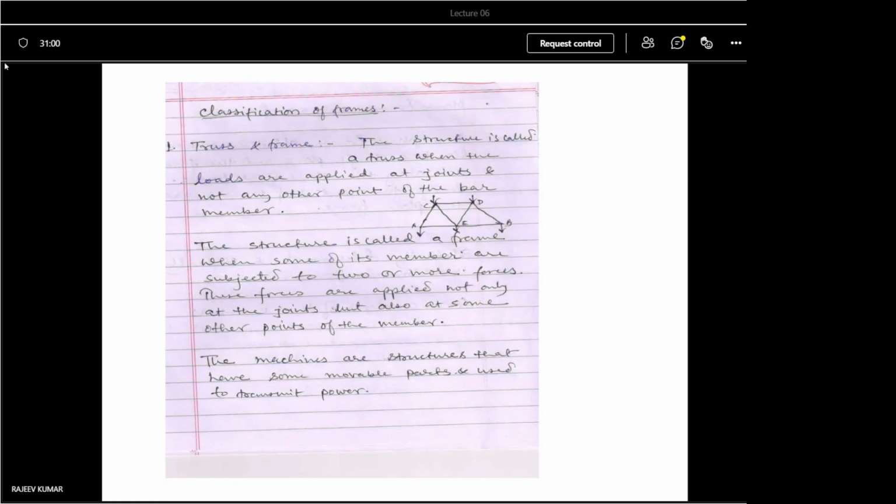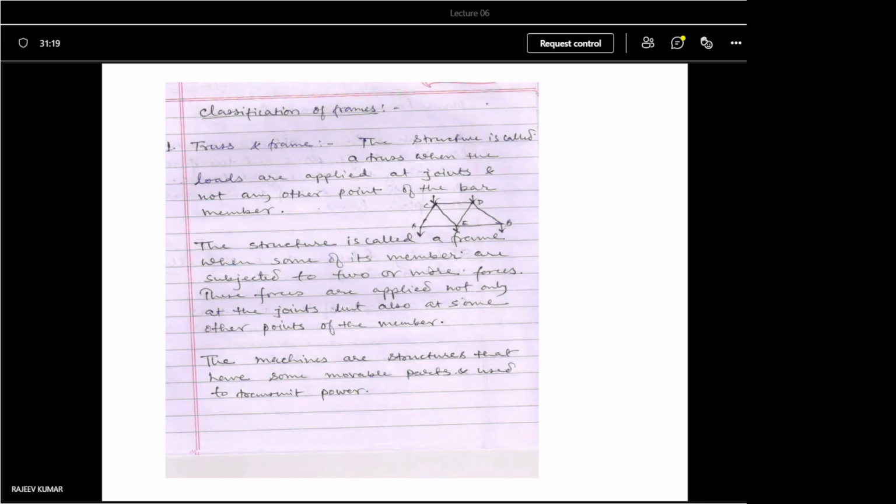Classification of truss: truss or frame. The structure is called a truss when the loads are applied at the joints and not at any other parts of the member. I've discussed that one: in a truss, the load acts only at the joints. The structure is called a frame when some of its members are subjected to two or more forces. These forces are applied not only at the joints but also at some other points of the member. Then this will be called a frame.